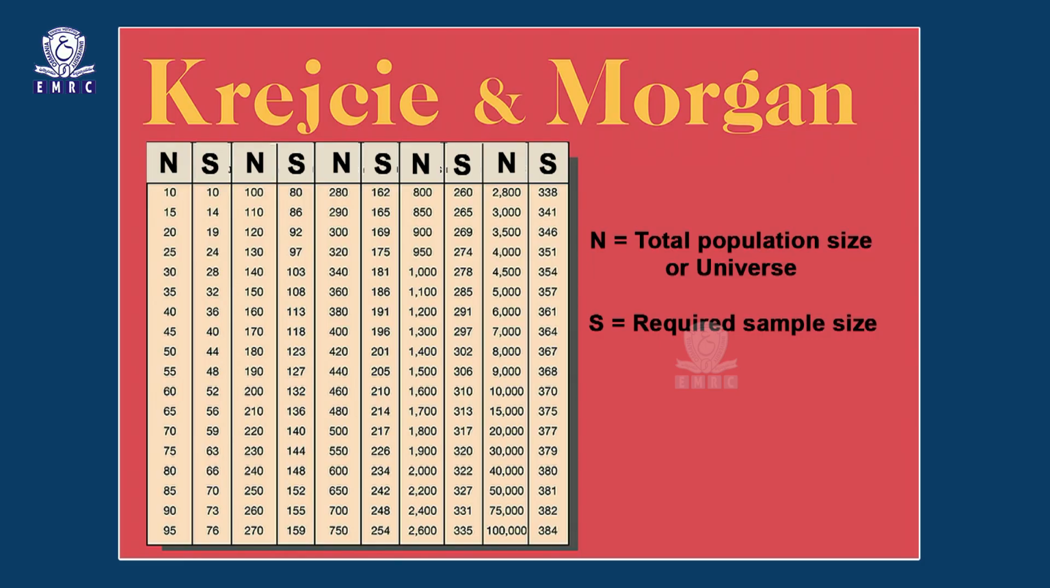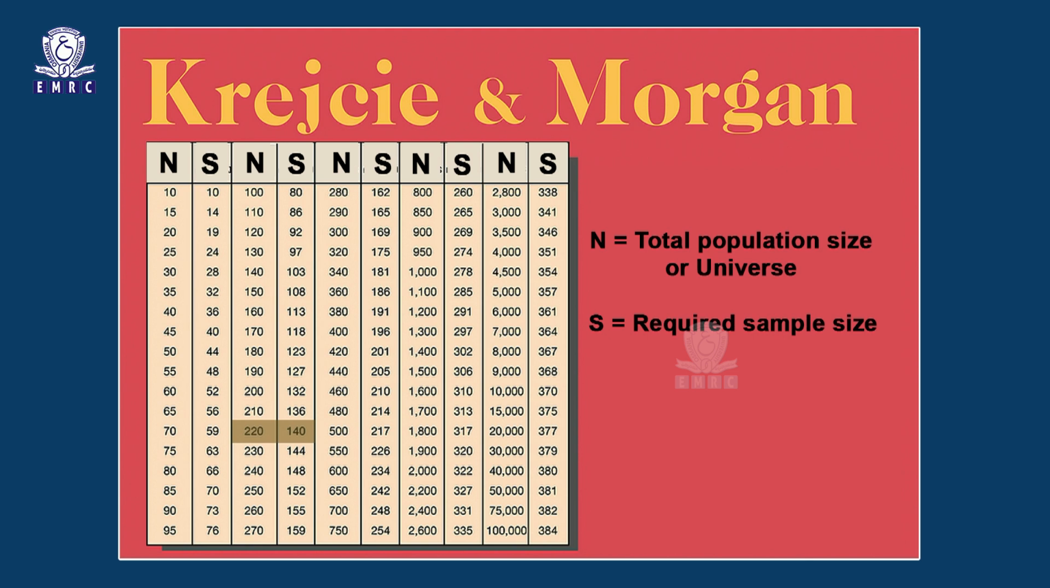According to Krejcie and Morgan, they have given a table in which no calculations are needed to determine the size of the sample. Now let us see the table given by Krejcie and Morgan. In the table, we have capital N, which represents total population, and S, which represents the size of the sample. For example, there are 10 people in the universe. Then the sample size for our study will be 10.